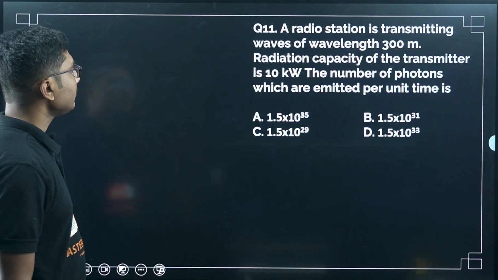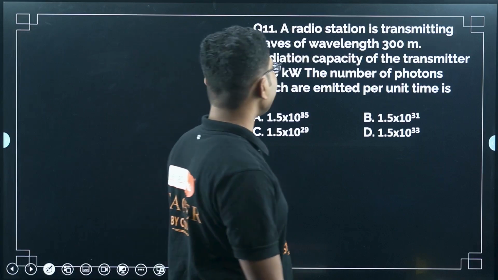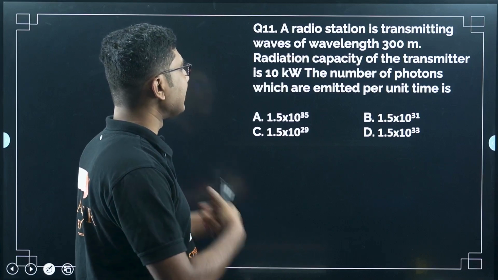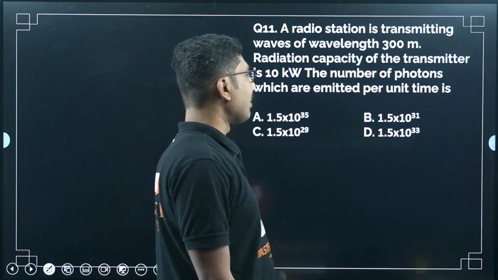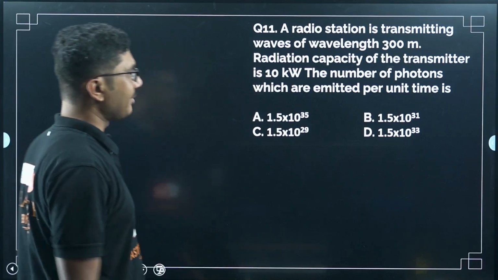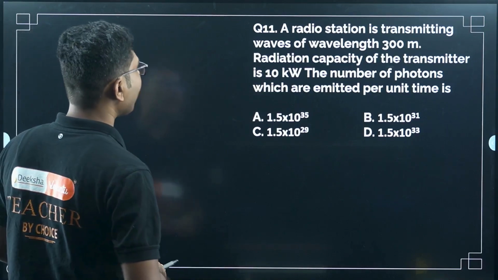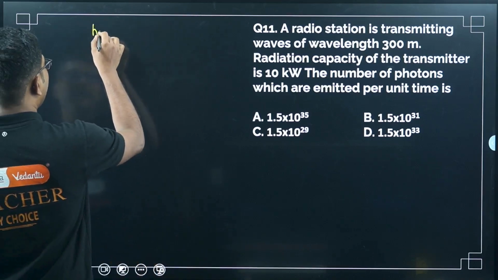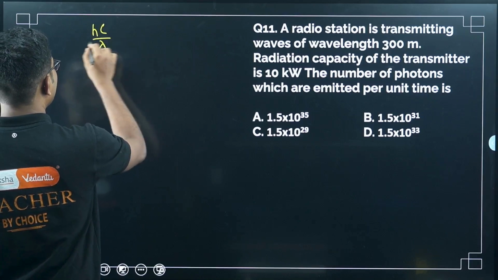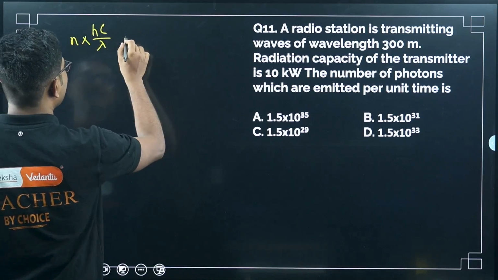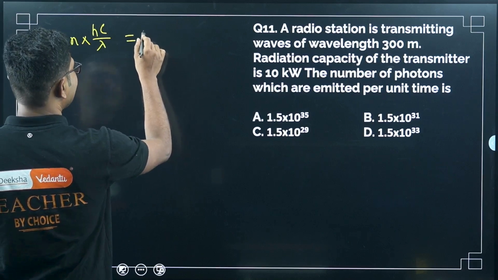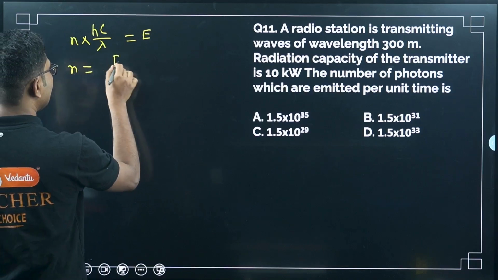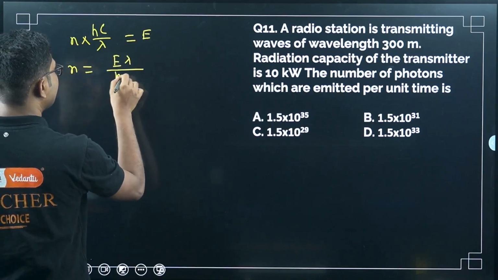Okay. A radio station is transmitting waves of wavelength 300 meters. Radiation capacity of the transmitter is 10 kilowatt. The number of photons which are emitted per unit time is. This is also a similar question, only this time they have given it in terms of wavelength. So we know that hc by lambda times n, similar questions, right, equals the energy transmitted. So n we are trying to find, so n equals E lambda divided by hc.